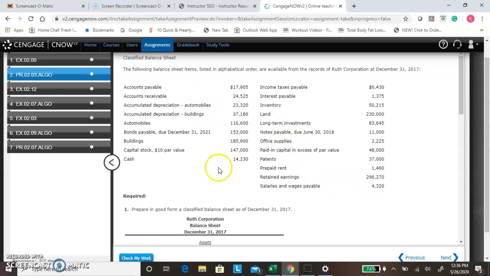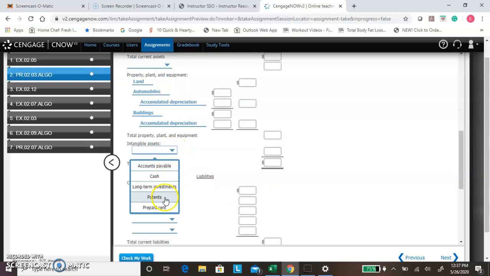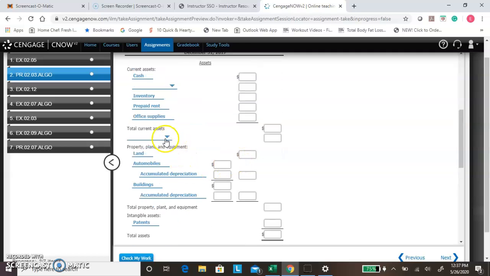So I'm going to put my automobile, which in this case is $116,600. That number will never change. That is what I paid for my cars, and I will never change that number. But what I do is, as I take depreciation throughout the years, this number gets bigger. So my net gets smaller, but this number never changes. This one, that lowers that, subtracts from it, will get bigger. Okay. And then my intangible is my patents. So I add all those up, and that gives me my property, plant, and equipment.